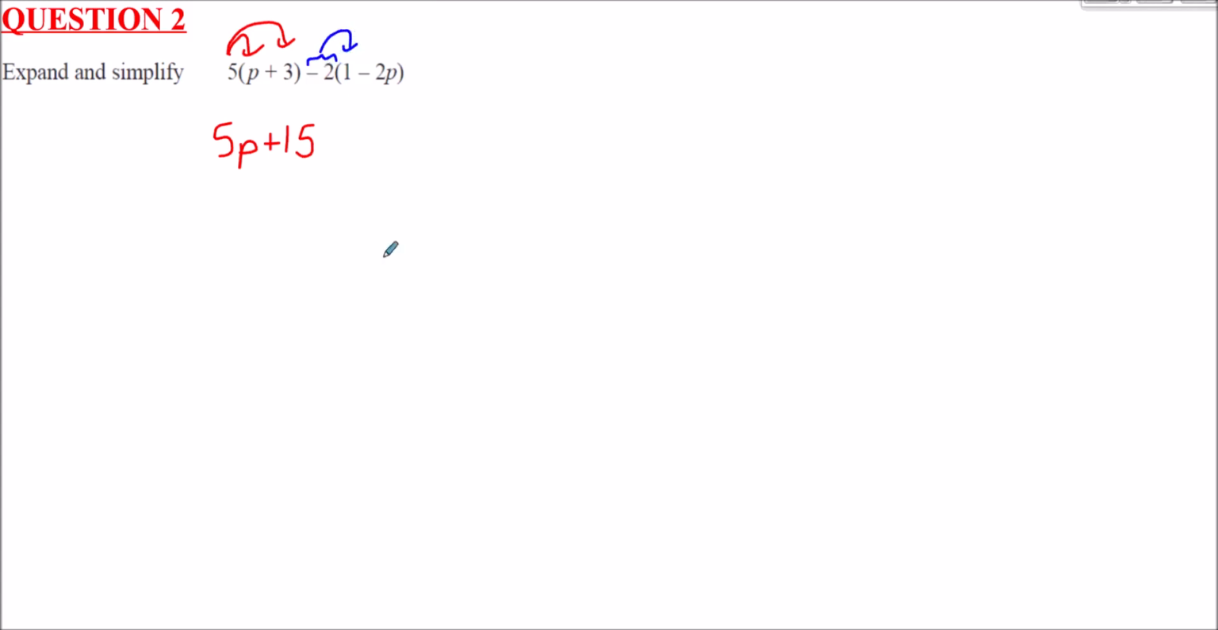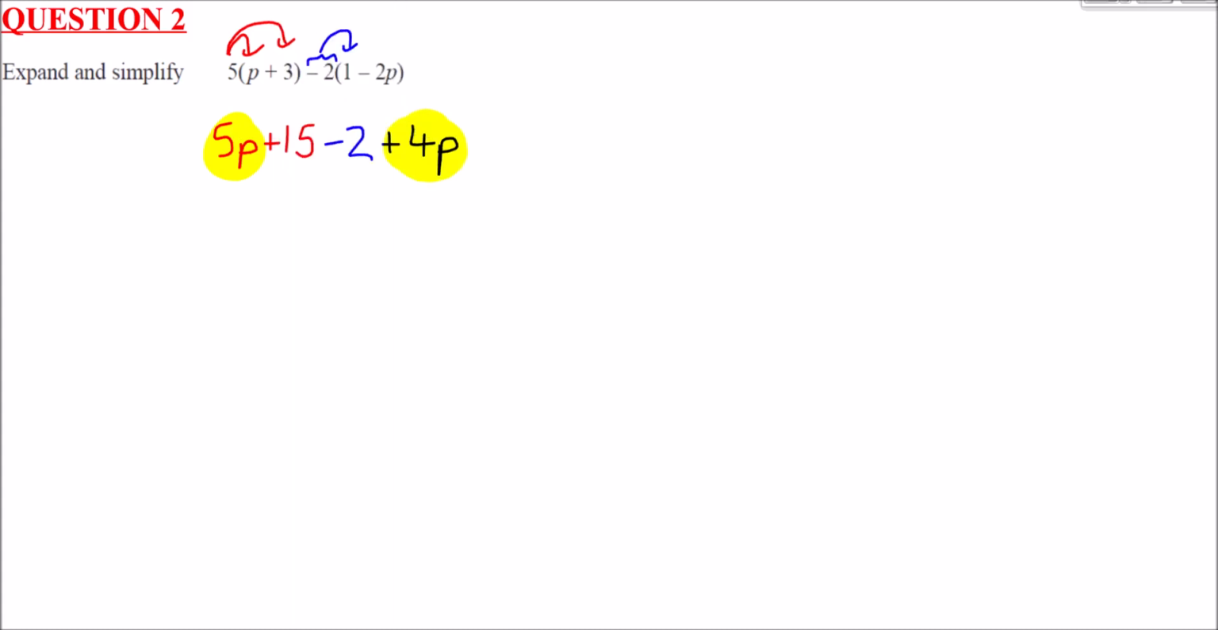Minus 2 times 1, if in doubt use your calculator. Minus 2 times 1 is minus 2. Minus 2 times minus 2 is plus 4. So minus 2 times minus 2p is plus 4p. Now we've expanded, we need to simplify. So we've got 5p there, plus another 4p here.